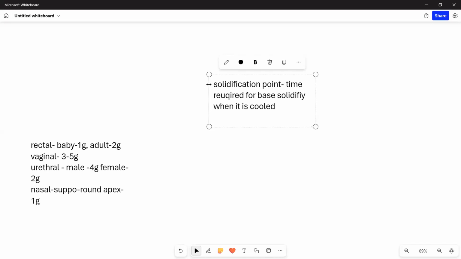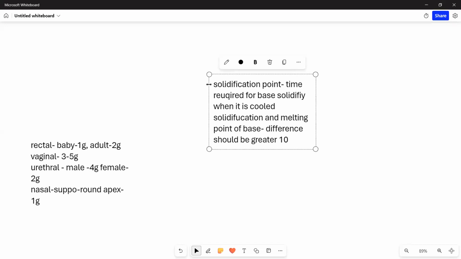So generally, between the solidification point and melting point of the base, the difference should be greater than 10 degrees or more. This should be remembered, guys.